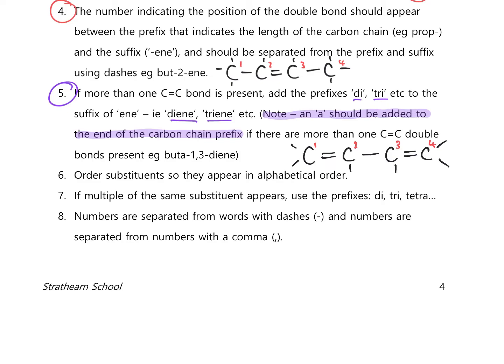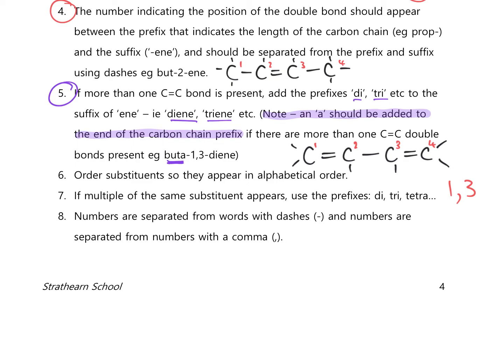So the first double bond is between carbon 1 and 2. So we would number that 1. And then the second double bond is between 3 and 4. So we would number that 3. You need to include the numbers of both double bonds in that name. So this would be called buta-1,3-diene.